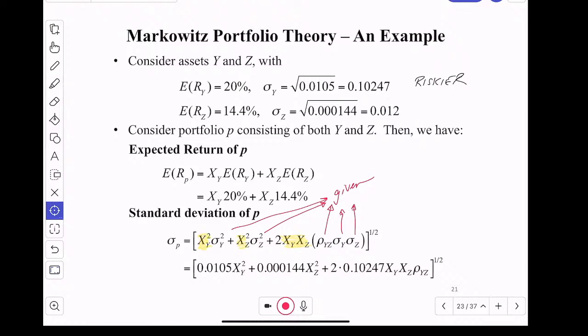So notice I made an expression here for the formula of the standard deviation of a portfolio combining Y and Z assets in terms of their returns. And the unknowns are Y and Z, where remembering that the weights sum to 1. So what is the ideal weight? Well, it depends on what I'm looking for.